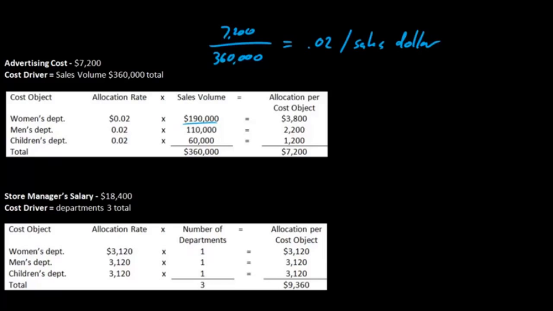The men's department will get 2,200. The children's department will get 1,200. A total of 7,200, which was the same as the advertising cost. And our sales volume totals 360, which was our total sales for the whole store. So we allocated that based on the total sales volume.